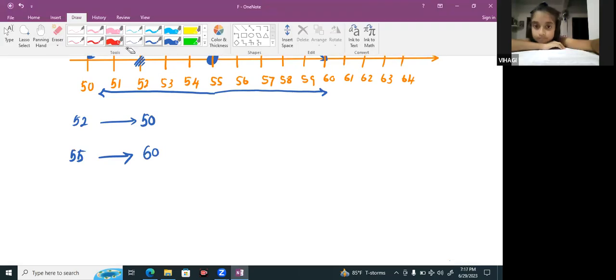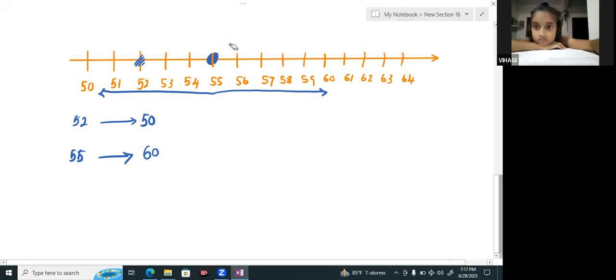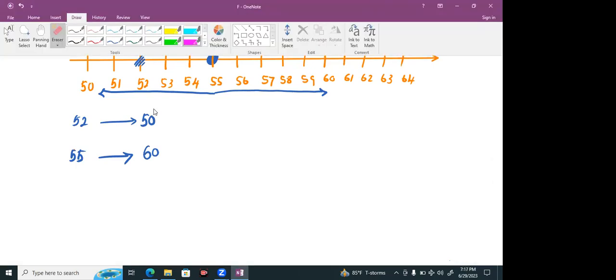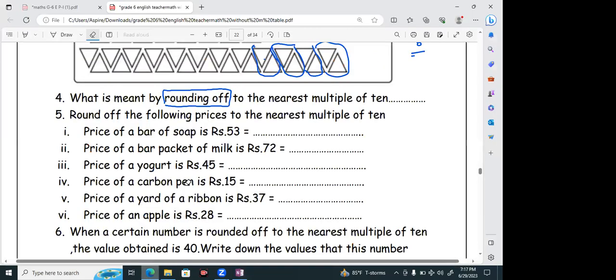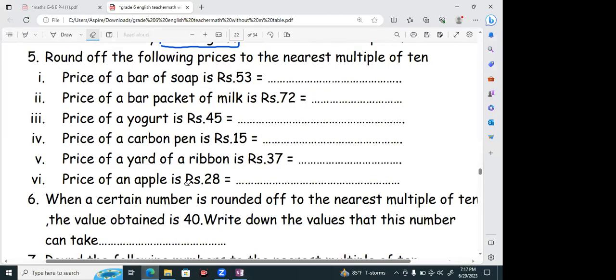Yes, madam. Okay, let's look at one more. If I ask you to round off 58 to the nearest tens multiple, then what is the answer? 60, because it has to move only 2 steps. Who is ahead of 58? 60. Behind it is 50, but that is far away, 8 steps. Okay, shall we move to the tutorial?